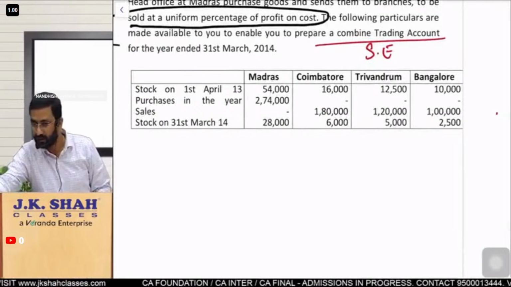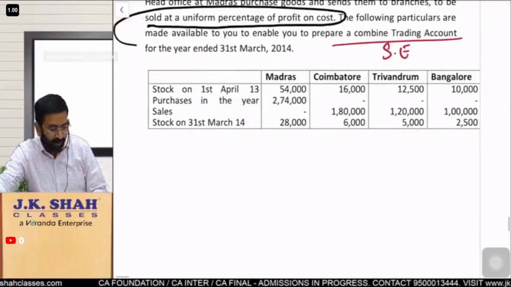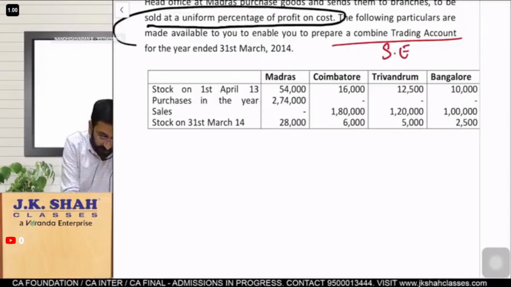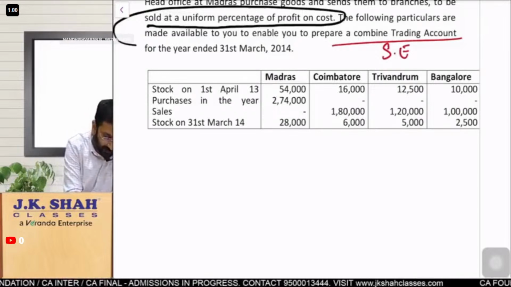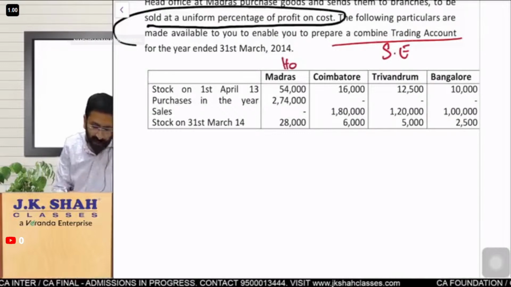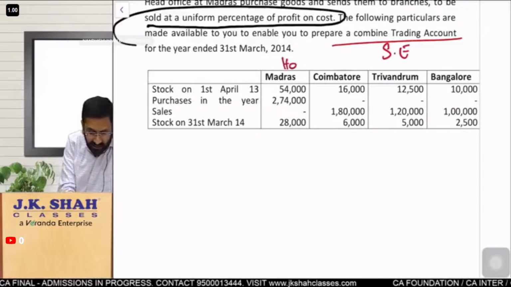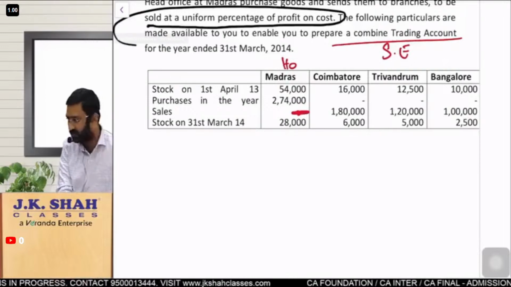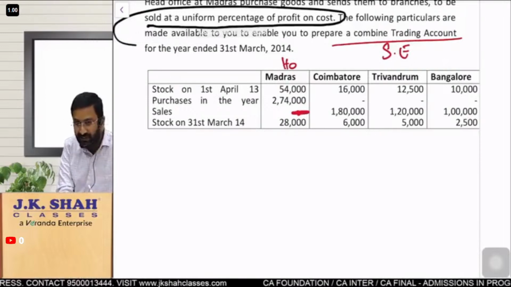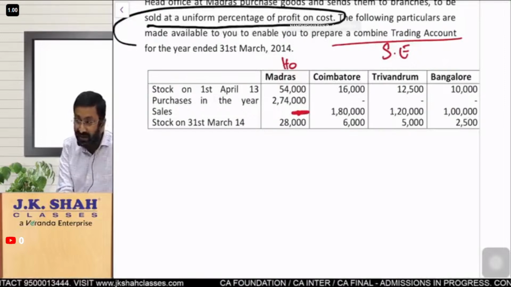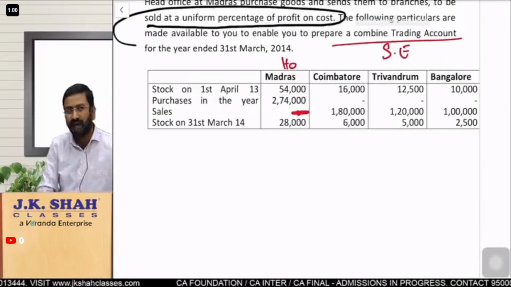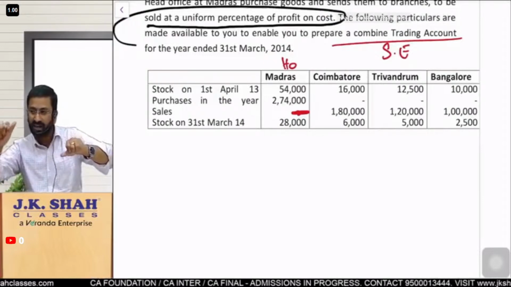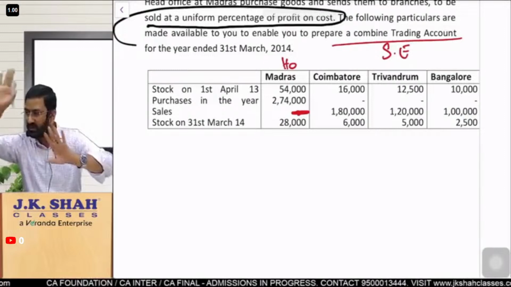I already dictated one more observation. If you look at this, which is the head office here? Chennai. Is the head office doing any sales? No. All the sales are made only at the branch. And who is doing the purchase? Head office. Are the branches purchasing? No. So the head office buys, sends everything to the branch, and who sells it ultimately? Branches. Head office is not selling anything.